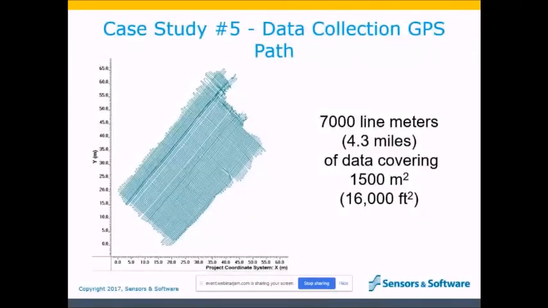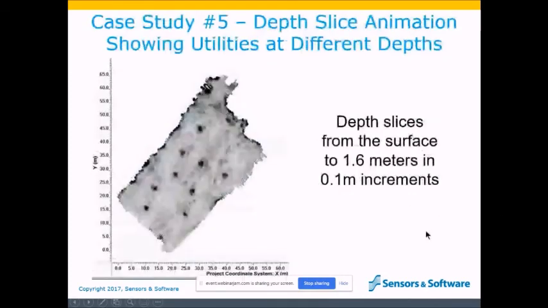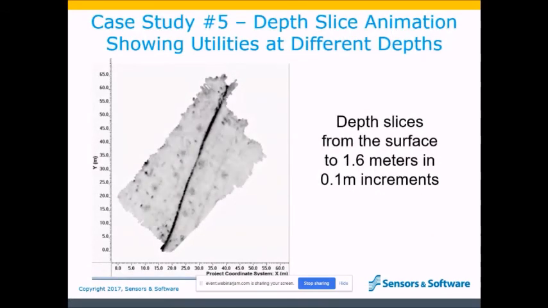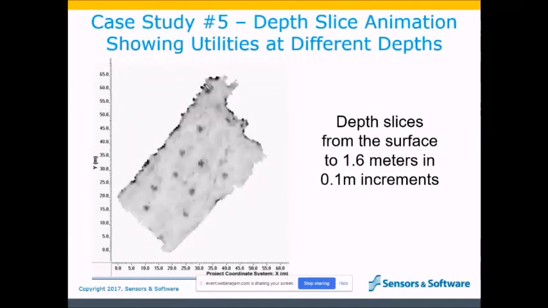I'm often asked, what do I do when there are lots of hyperbolas in my data? How do I sort them all out? Well, as I've shown, start with depth slices. So here's an example where somebody walked 7 kilometers or 4 miles back and forth across the survey site. Here's the depth slice animation, slicing down 10 centimeters at a time. You can see several utilities come and go at different depths.